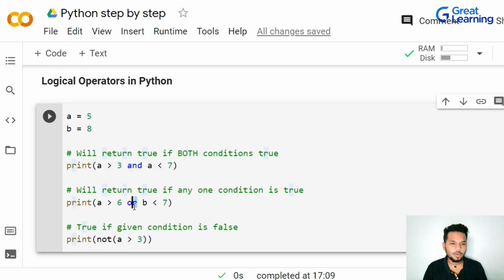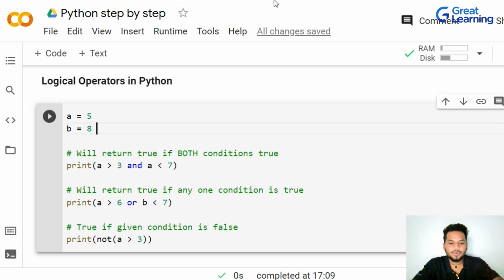We are using an OR operation here. This will return true if one of the conditions is true, and even if the other one is wrong, it will work fine. Is A greater than 6? Absolutely not. A is 5. 5 is less than 6. So this itself is wrong. But is B less than 7? B is 8. B is not less than 7. So even this is false. So eventually the total output is false.